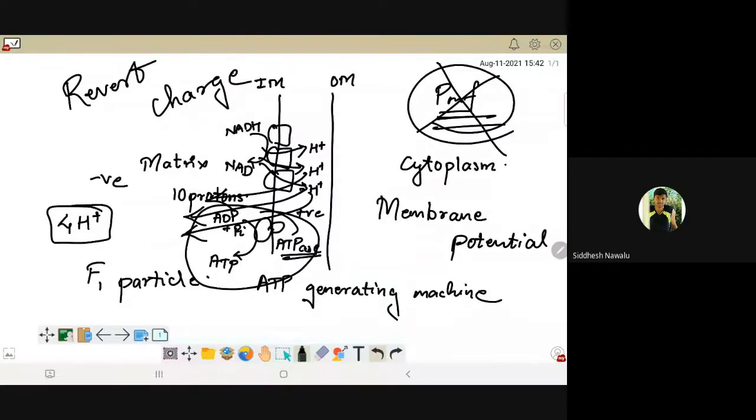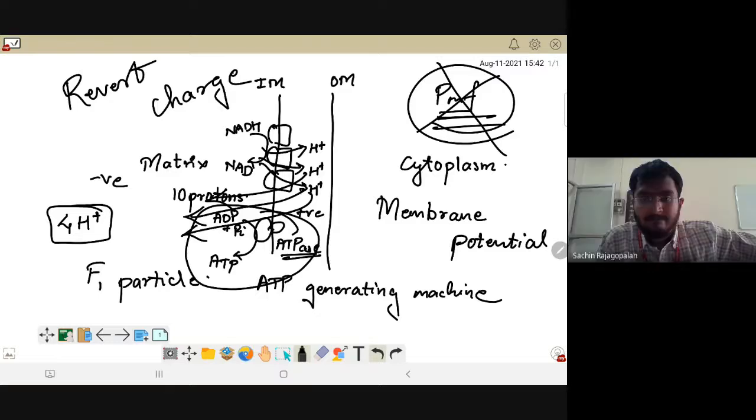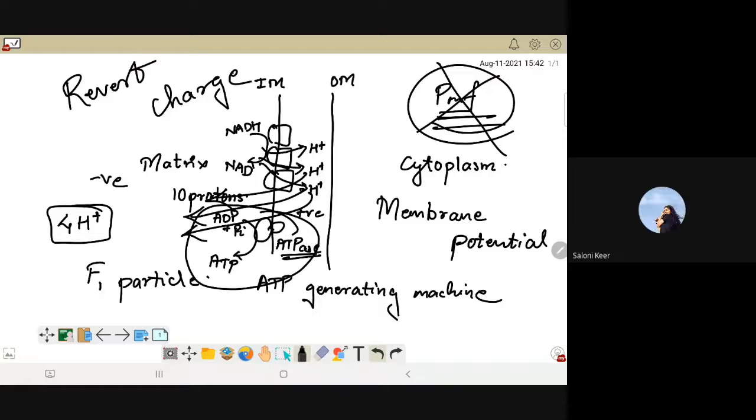Yes, sir. 10 divided by 4. What is 10 divided by 4? 2.5. So similarly, 1 FADH2, when converted to FAD, you are channelizing 6 protons out.